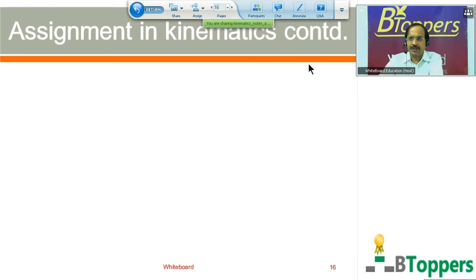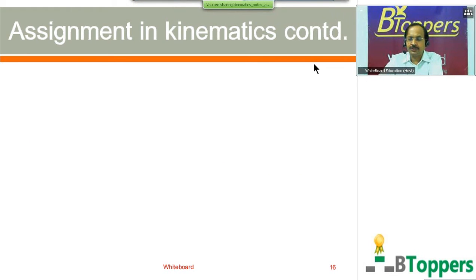Earlier, I have shown you the assignment in kinematics up to question number 70, 1 to 70. I have shown you the questions and answers, and also discussed almost all the questions. Now I am going to show you another 6 questions in the assignment in kinematics, and these questions are related to the special cases in velocity time graphs I have discussed before this.